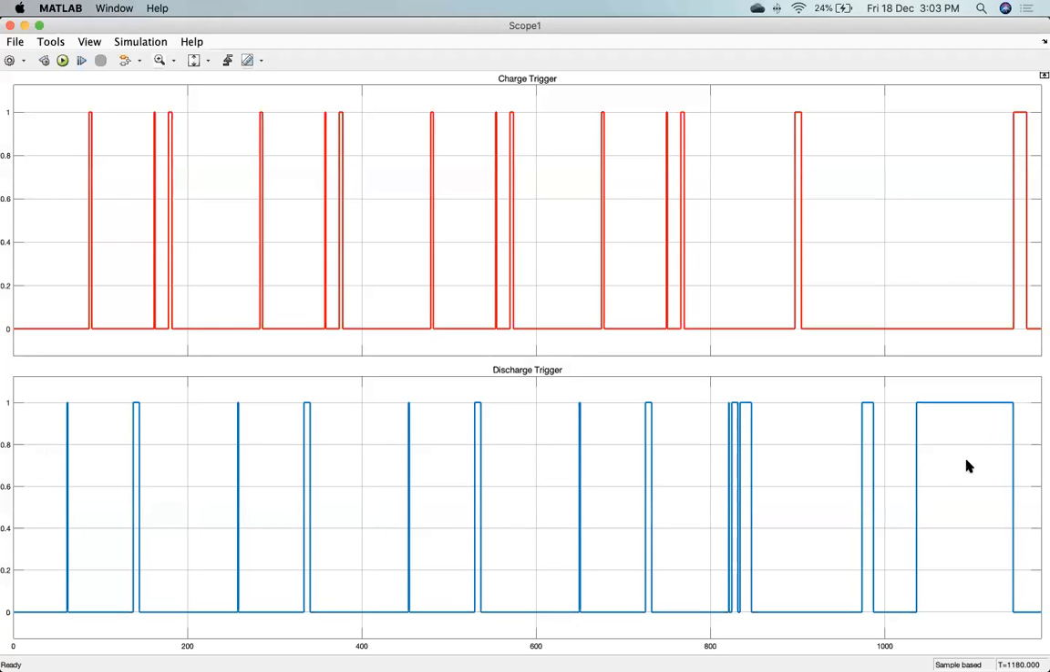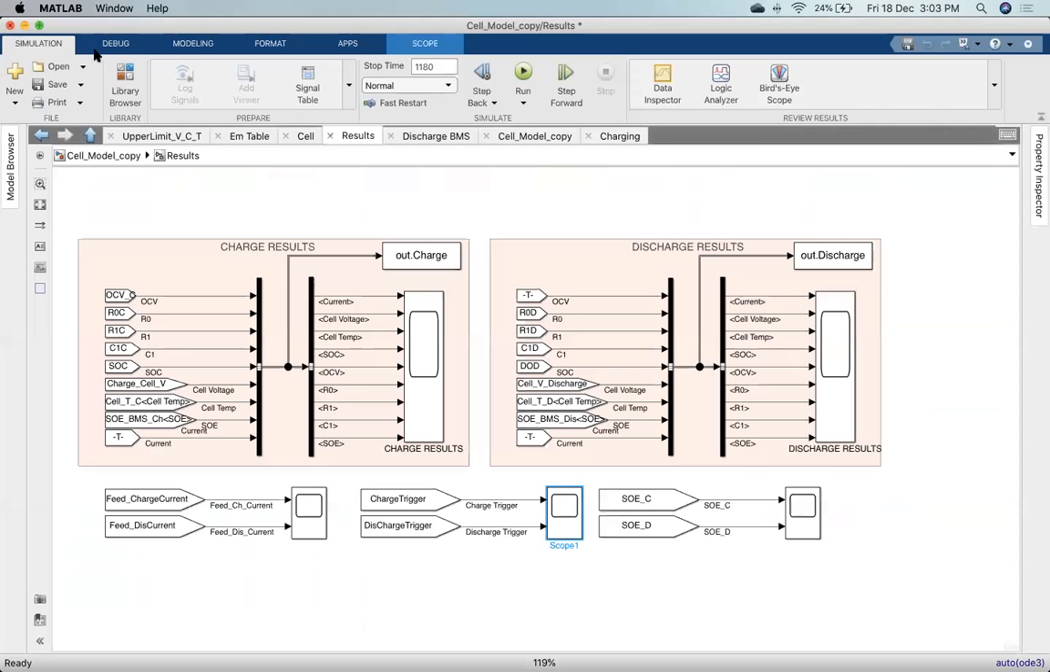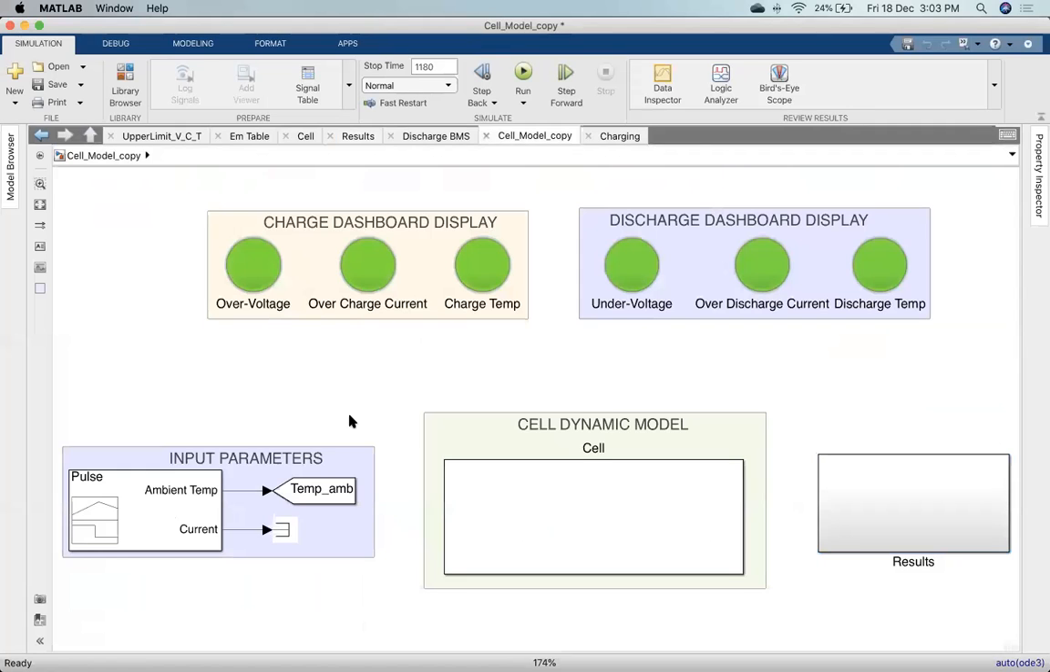This blue one is the discharge trigger. In the previous part, when we were discharging at 100 amps, we did not have these continuous ones, only at the last. But now you can see some peaks reaching 1. Similarly, you can control the temperature also. We can change the temperature, and you can control the model. We can give whatever current profile you want using these input parameters, and also an initial temperature, and test your BMS. So this is a model for protection functionality.